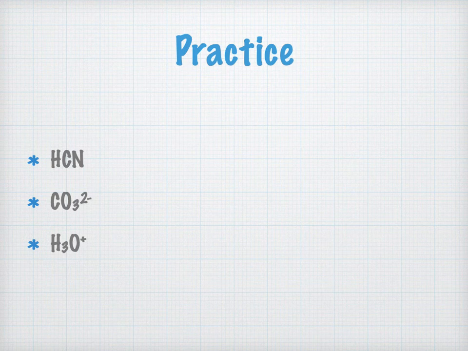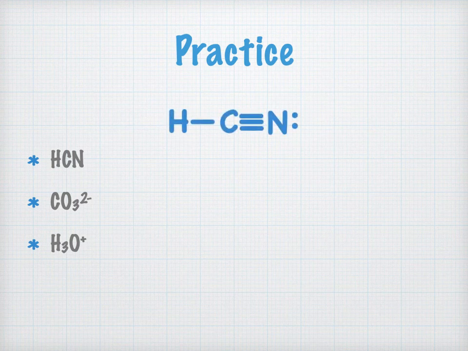Okay, so let's look at the HCN first. Carbon's going to be your central atom there because it can form the most number of bonds. So that'll be your structure for HCN, with a triple bond between the carbon and the nitrogen. When we go to the CO3 2-, notice you have a 2- charge. That means count your electrons for carbon and oxygen, and then there are 2 more electrons than you would expect to have because you have a 2- charge.